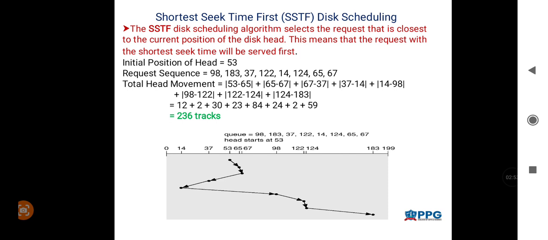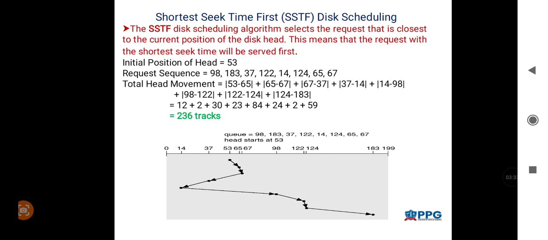Next algorithm, shortest seek time first. The shortest seek time first disk scheduling algorithm selects the request that is closest to the current position of the disk head. This means that the request with the shortest seek time will be served first, and this does not depend on the order of arrival of requests. It always selects the closest request to the current position, so it minimizes the distance the head has to move for each request.